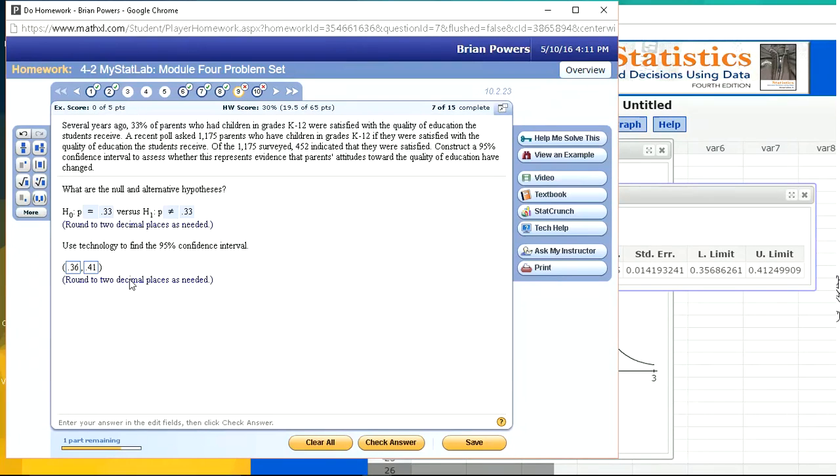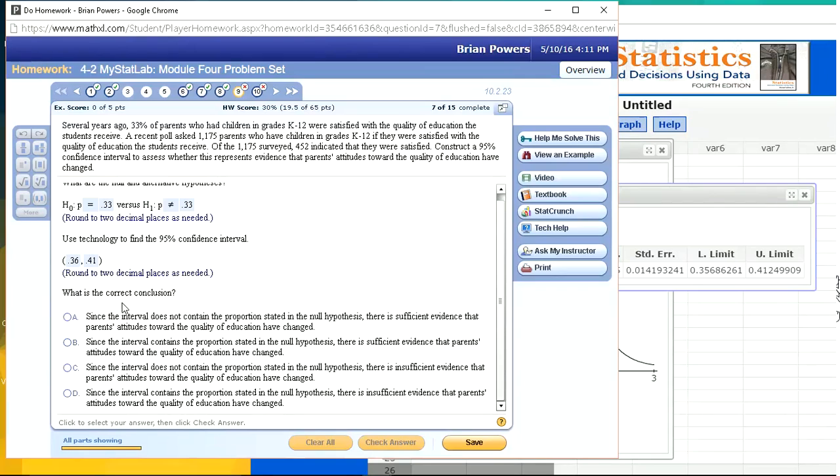Now, that's my confidence interval. What's the correct conclusion? To answer a hypothesis test with a confidence interval in this way, we check whether the proportion from the null hypothesis falls within this confidence interval. Since it doesn't, we can say we're 95% confident that the true proportion is not 0.33, since the interval is between 0.36 and 0.41. In other words, since the interval does not contain the proportion stated in the null hypothesis, there is sufficient evidence that parents' attitudes towards the quality of education have changed. Okay?